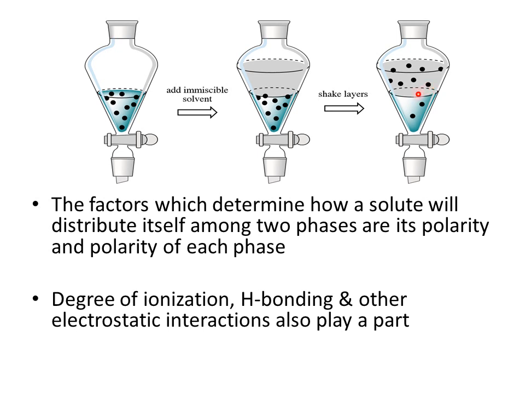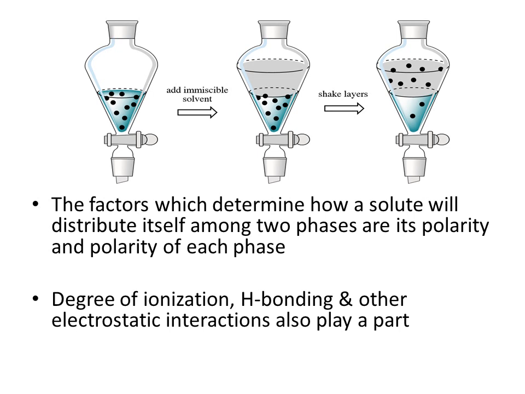And how much they will be transferred will depend upon their affinity with these two solvents. So the factors which determine how a solute will distribute itself among two phases are its polarity and the polarity of each phase. So how much solute will be transferred from solvent A to solvent B will depend upon the nature of solvent and nature of solute.